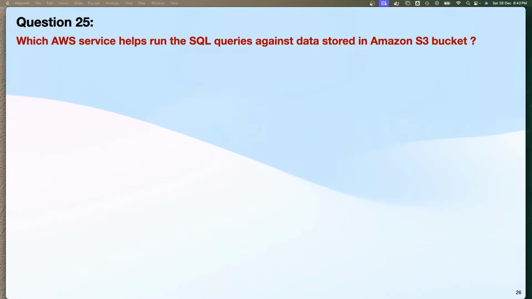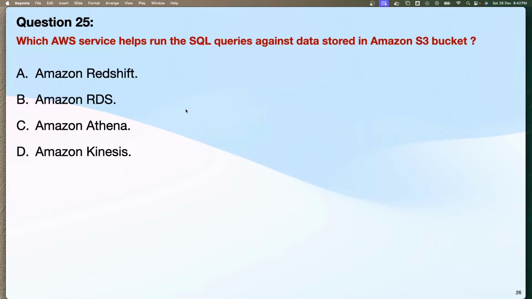So if I go to question number 25, which AWS service helps run SQL queries against data stored in an Amazon S3 bucket? This is a very important service, very popular as part of data analytics, and I have some cloud labs on this. If anybody wants to do hands-on, they can do that. So just to evaluate the answers, Amazon Redshift is a data warehouse database. Remember, it's not for running SQL queries on an S3 bucket.